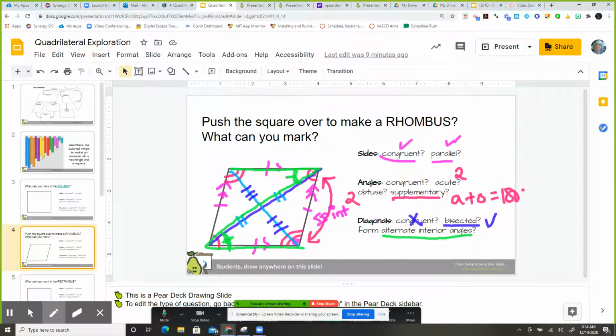Questions about the rhombus? Are we good on the rhombus? So we've got a square with perpendicular, bisected, congruent diagonals. But once it's been run over by a truck, those diagonals are no longer congruent. They're still bisected. They're still perpendicular. They're still 90 degrees. Oh, we forgot to put that in there. They're still 90 degrees, but they're no longer the same. One of them's short and one of them's long. So square and rhombus.